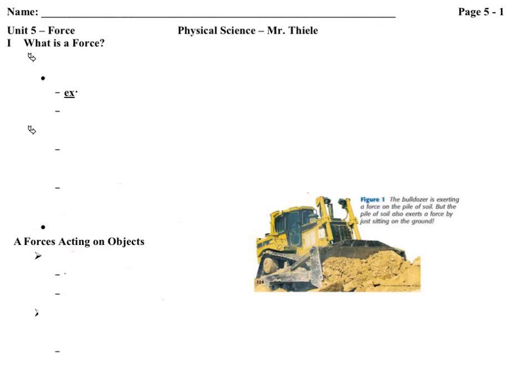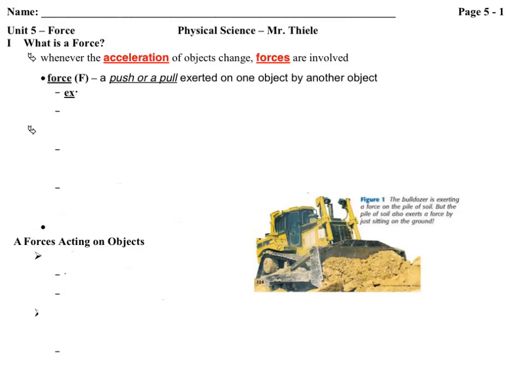Alright, so Unit 5 is on force. I'll just go through the notes line by line like I would do in class in review for a test. Okay, so what is involved whenever the acceleration of an object changes? Forces are involved whenever the acceleration of objects change. Next question, what is a push or a pull exerted on one object by another object? The answer to that, of course, is force.